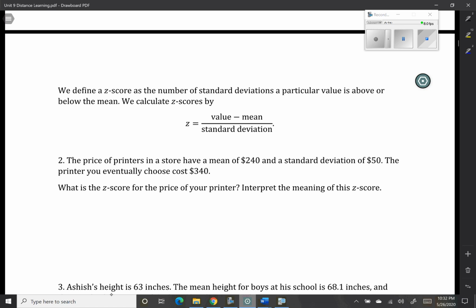To calculate the z-score, we have to figure out how far the value is from the mean, and then divide it by the standard deviation. When we're talking about a set of data, the standard deviation is telling us the variability. It's telling us how much the data is spread out. So we need to know the mean, the value, and the standard deviation of the data to find its z-score. All of those things are going to be given to you. So you just have to know how to calculate the z-score.